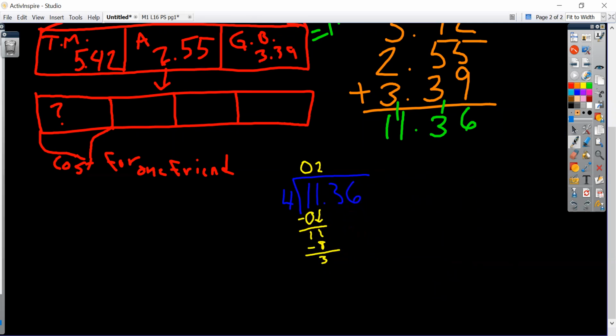Now we've decomposed. Now we need to decompose into the tenths place. Let me put my decimal up there. Now I need to decompose into the tenths place. And now we're working with 33 tenths. Now, knowing my multiples of 4, I know one of my multiples of 4 will get me to 32. And that's 4 groups of 8.